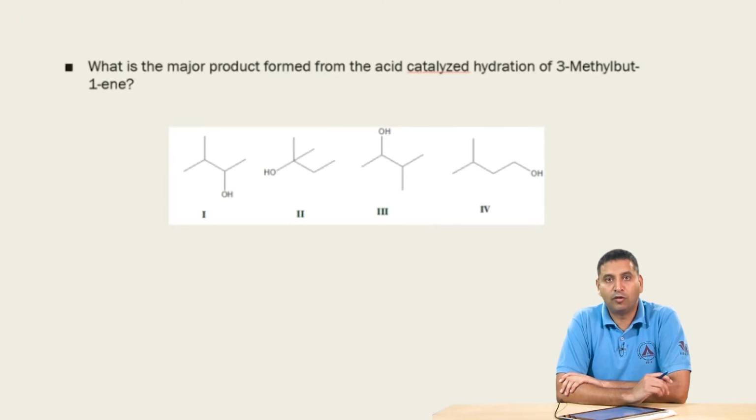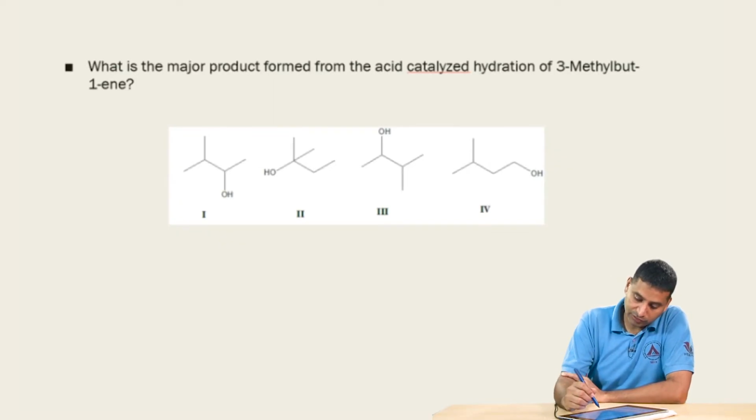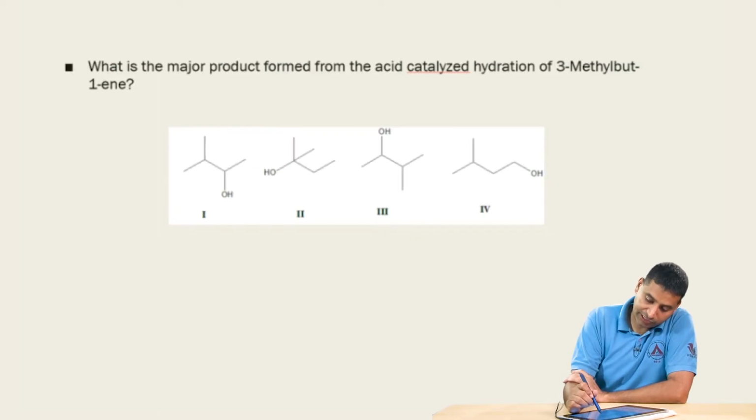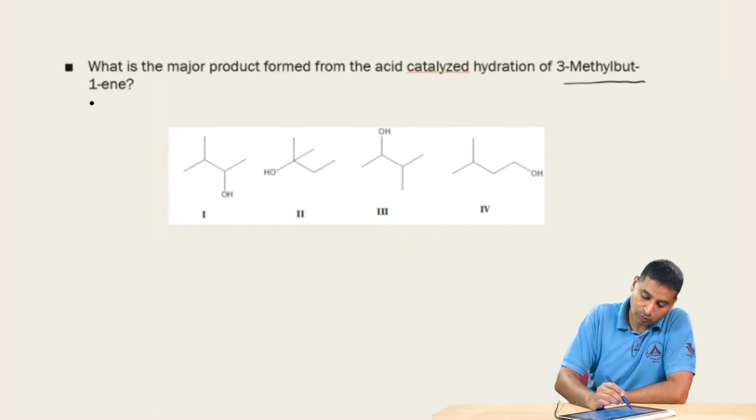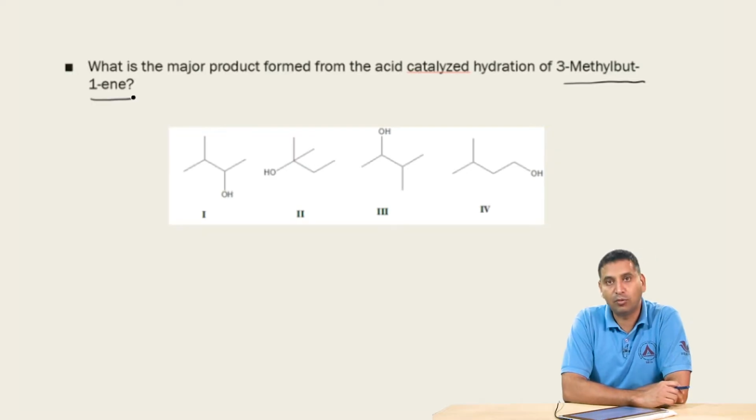what is the major product formed from the acid catalyzed hydration of 3-methyl-but-1-ene? Okay, so let us look at the structure of this compound. It is 3-methyl-but-1-ene, that is basically 3-methyl-1-butene. All of you should take some time and write down the structure of this 3-methyl-1-butene, and then after that we will be able to understand what the reaction is.